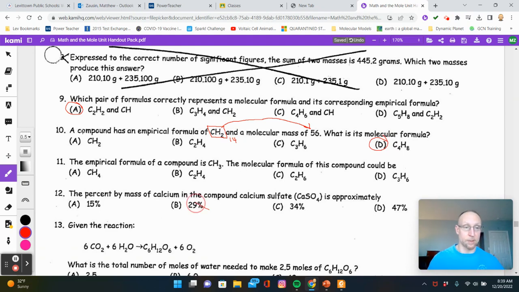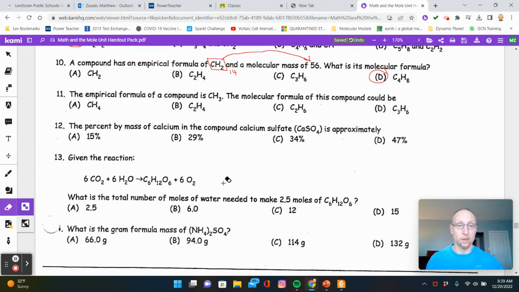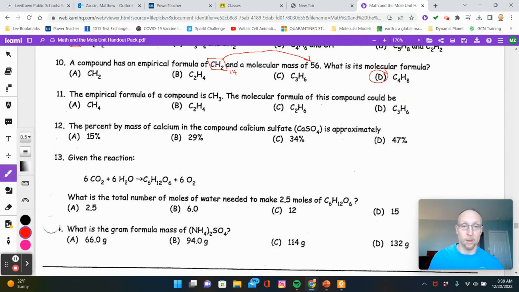What else? Number 12, that's another percent composition, part over whole times 100. In this case, I only care about calcium. So that's my part over the mass of the whole thing times 100. That's not too bad. I don't think I have to go into that any further.